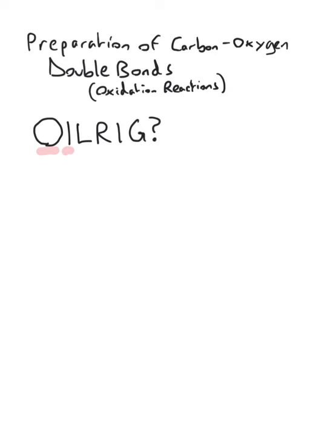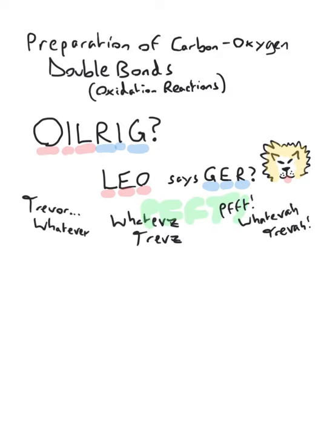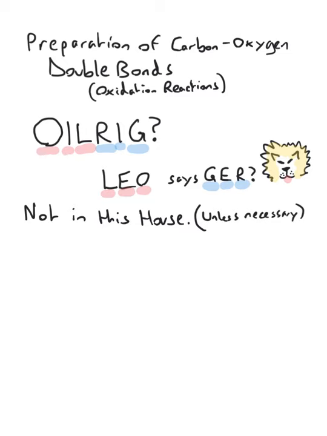This video is on the preparation of carbon-oxygen double bonds, or the carbonyl, via oxidation reactions. Oxidation reactions. Think back to Gen Chem. What did you learn? OIL RIG: oxidation is loss, reduction is gain, or maybe you learned LEO says GER, i.e. loss of electrons is oxidation, gain of electrons is reduction. Whatever, unnecessary stuff. In organic, we don't worry about that kind of thing.